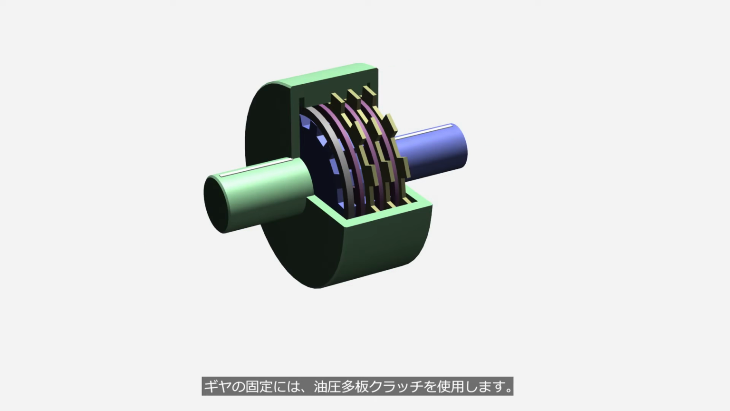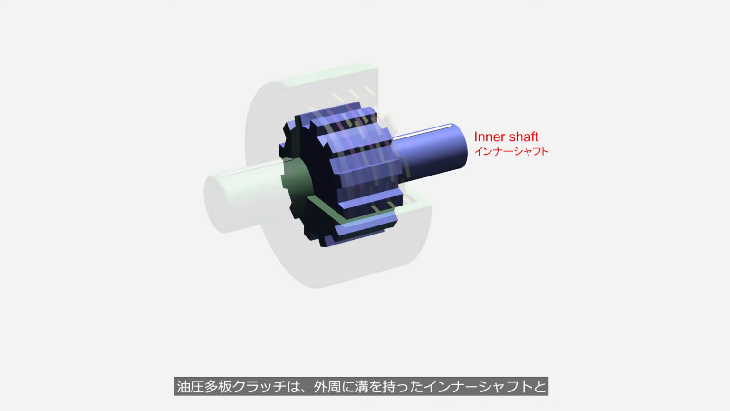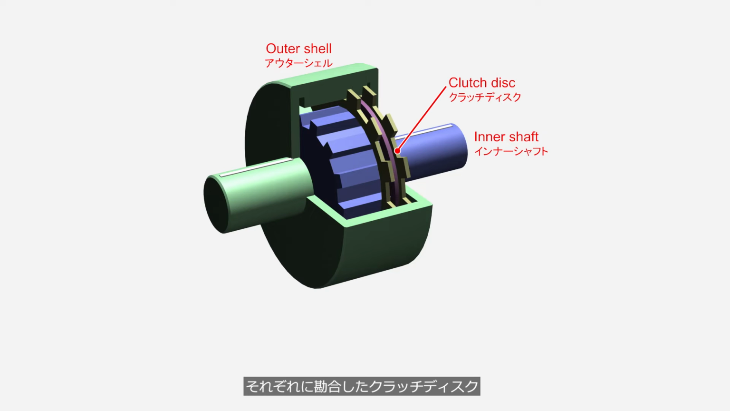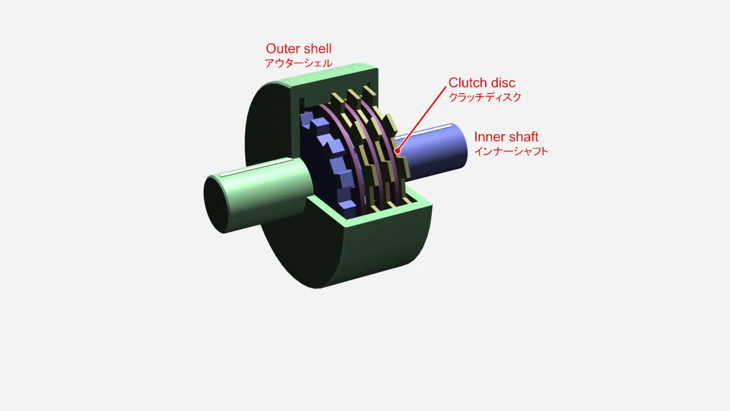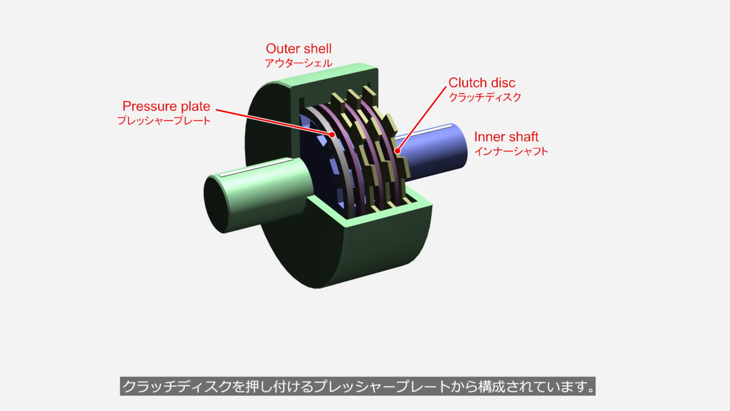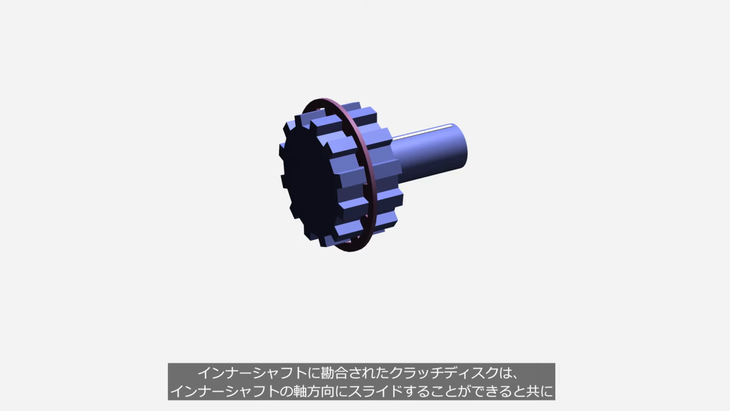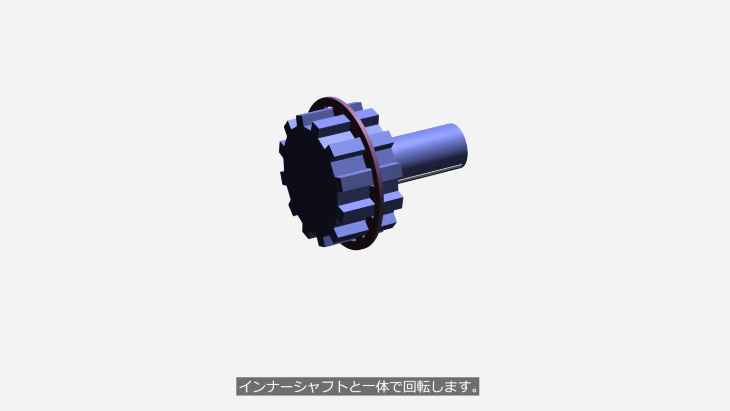The gear is held in place by a hydraulic multiplate clutch. A hydraulic multiplate clutch consists of an inner shaft with grooves on its outer circumference, an outer shell with grooves on its inner circumference, clutch discs that engage with each groove, and a pressure plate that exerts pressure on the clutch discs. The clutch discs engaged with the inner shaft can slide in the axial direction of the inner shaft, and rotate together with the inner shaft.